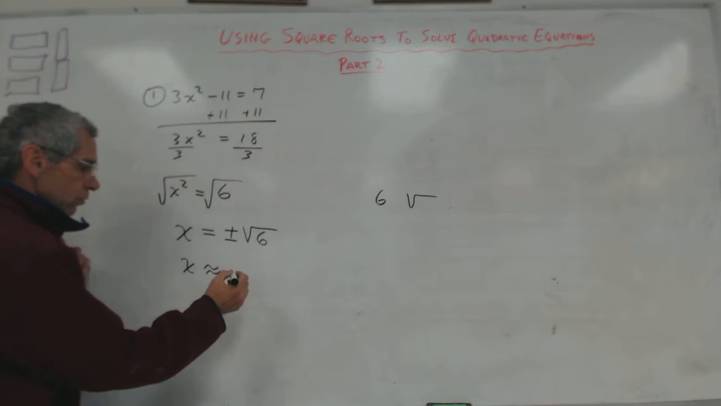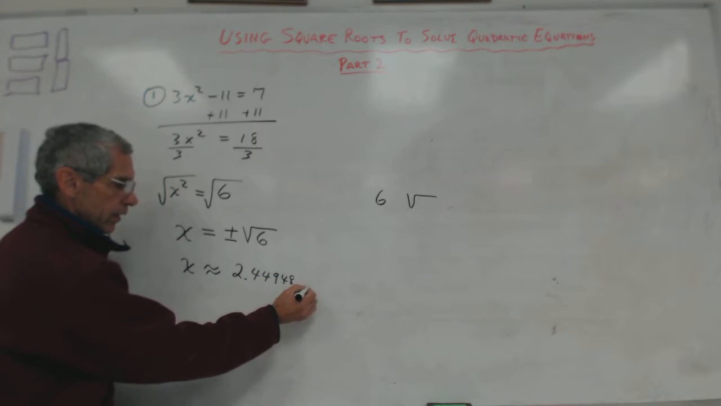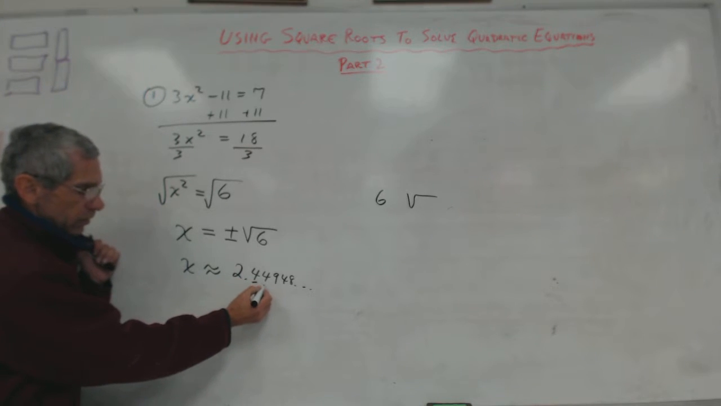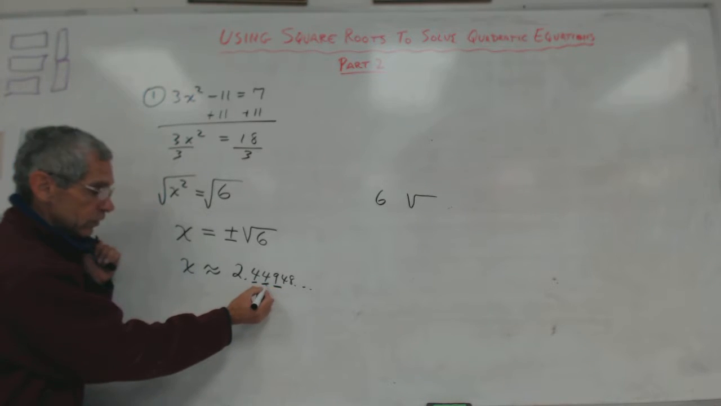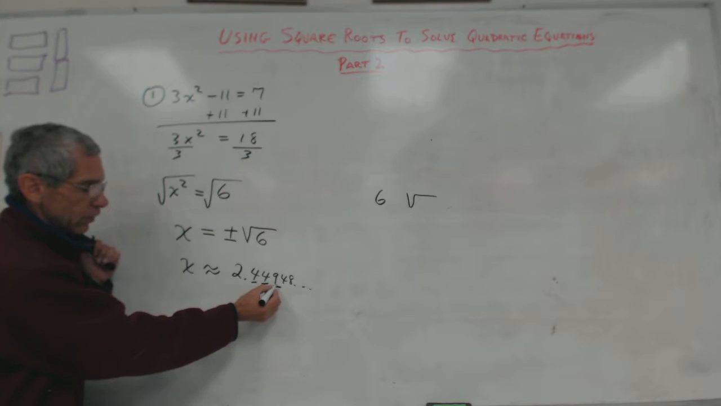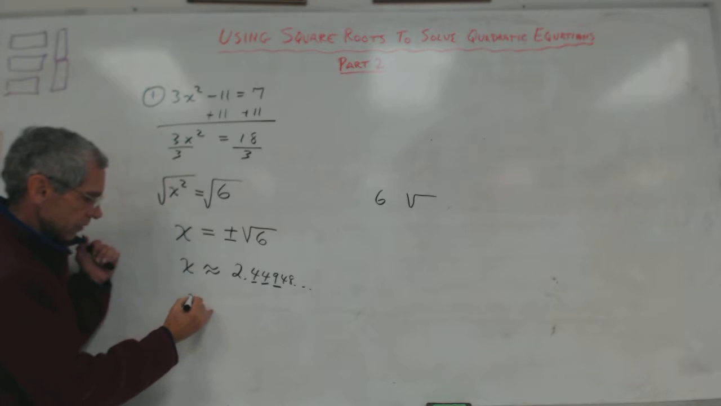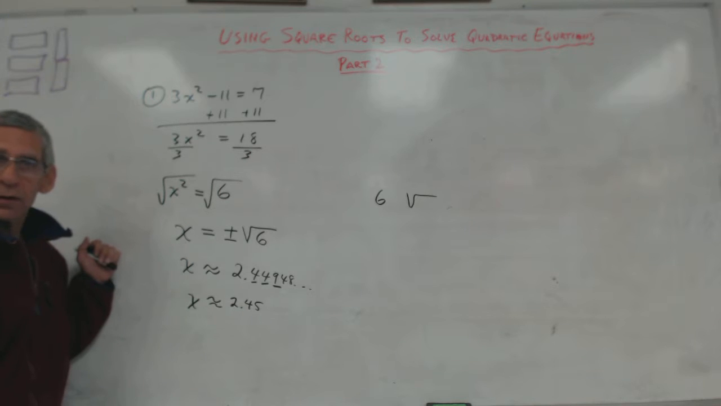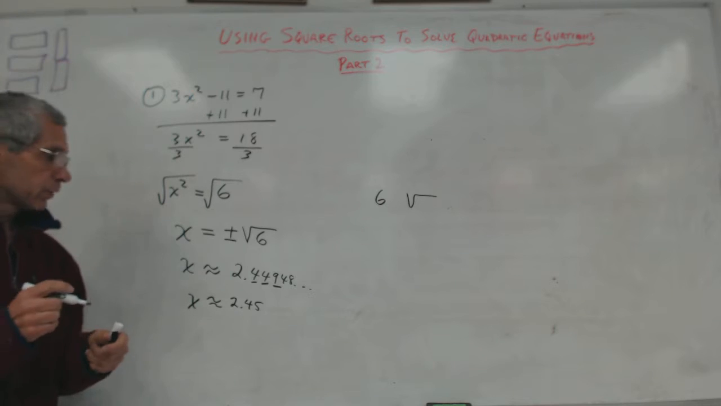It says 2.44948, whatever, right? So I want you to round these to the nearest hundredth. So not the tenth, but the hundredth. And so you have to look at the thousandth to know what to do with this one. If this was 5 or greater, which it is, this now has to go up to 5. So it's going to be x is approximately 2.45. I just want to explain it, okay?